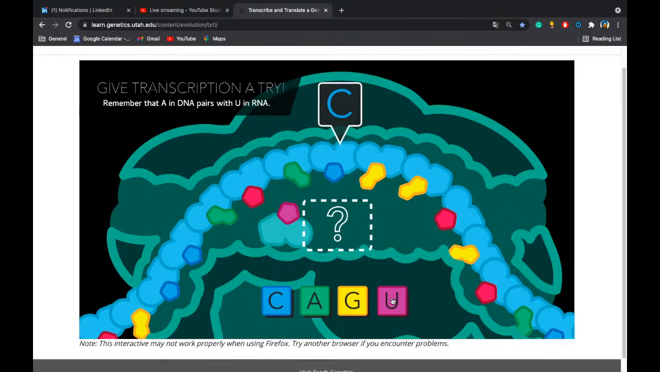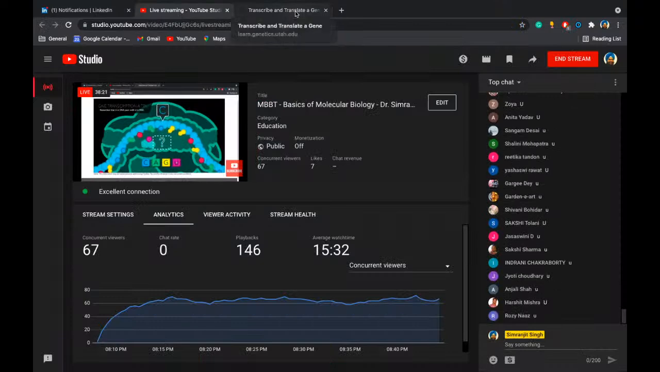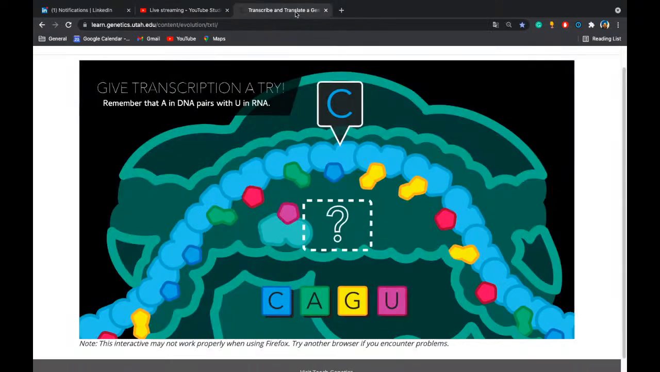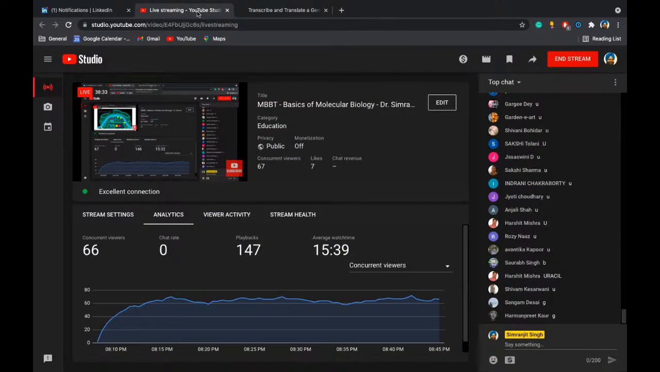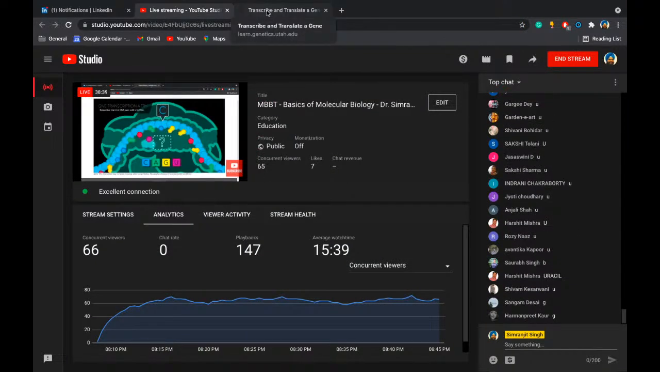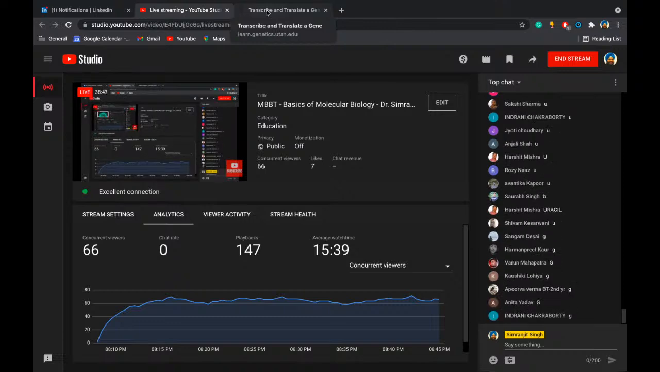And then for the C, it will be A or G or U. For C, it will be... These are the very basics, but sometimes when they come in your exam, we tend to answer them wrong. So that's why I'm making sure that everyone is on a good track, on a good way to go ahead.